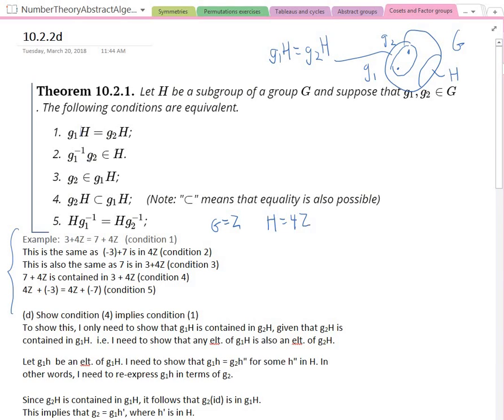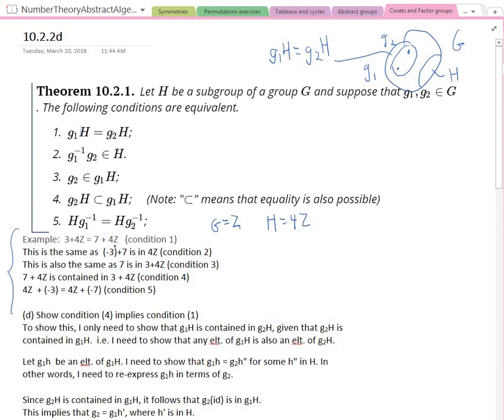All right, so this G1 inverse G2 corresponds to minus 3 plus 7. Remember, in the group of integers, my group operation is plus, so I write plus instead of times. On the other hand, that's the same thing as saying that 7 is in 3 plus 4Z, which it is, because 7 equals 3 plus 4. So these three conditions are compatible, and in fact are identical. And then you also have 7 plus 4Z is contained in 3 plus 4Z. In fact, they're the same coset, so the containing works as well. And then 4Z plus minus 3 equals 4Z plus minus 7, which is condition 5.